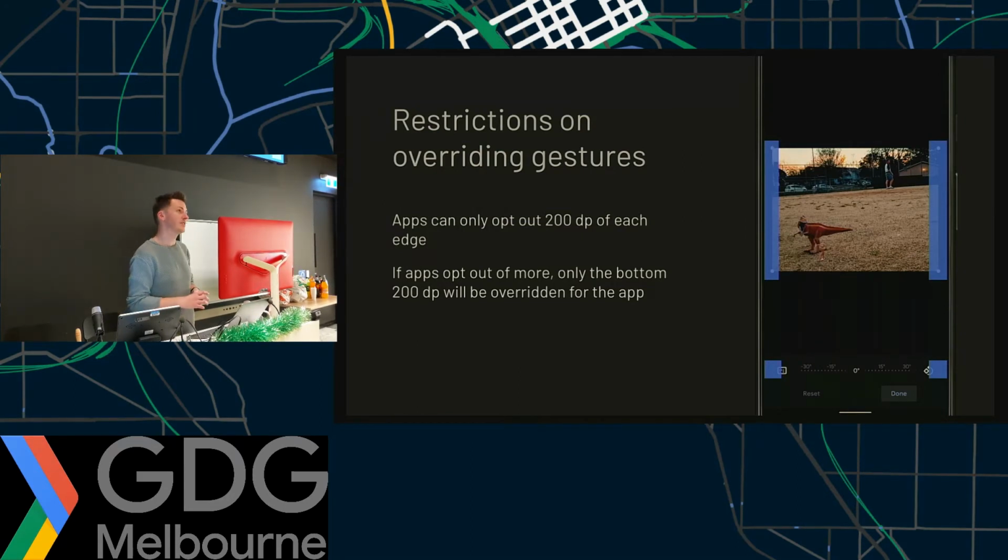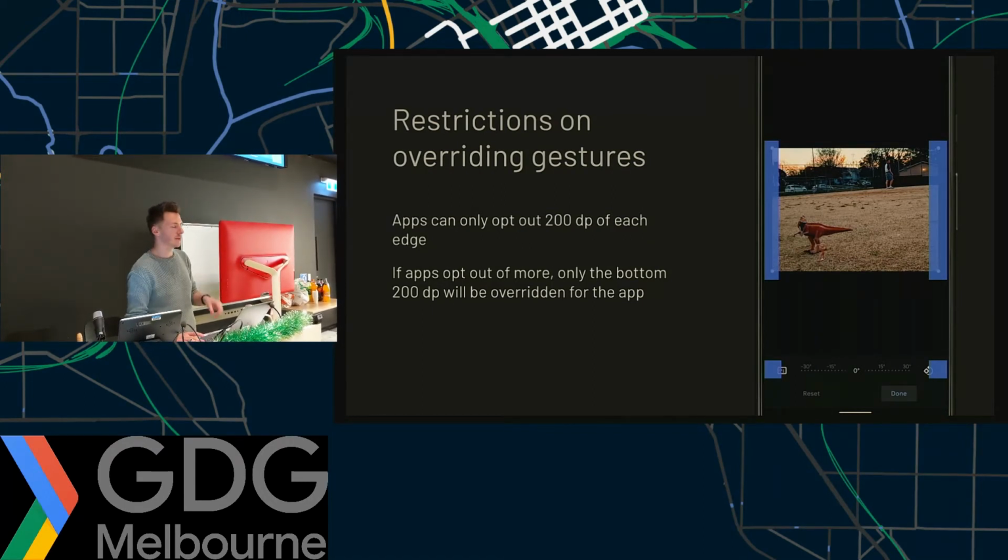Coming soon, we have some new restrictions on this API. Previously, when we launched this at I/O, an app could exclude the whole edge, which wasn't so great because there are a few examples of apps using it in a way they shouldn't have, and users could never go back from that app. Going forward, we have a limit on that API. From now on, you can only exclude 200 dips of each edge using that API, and that's a new limit that's going to happen in Android Q going forward. It hasn't quite launched yet, but it will be very soon.